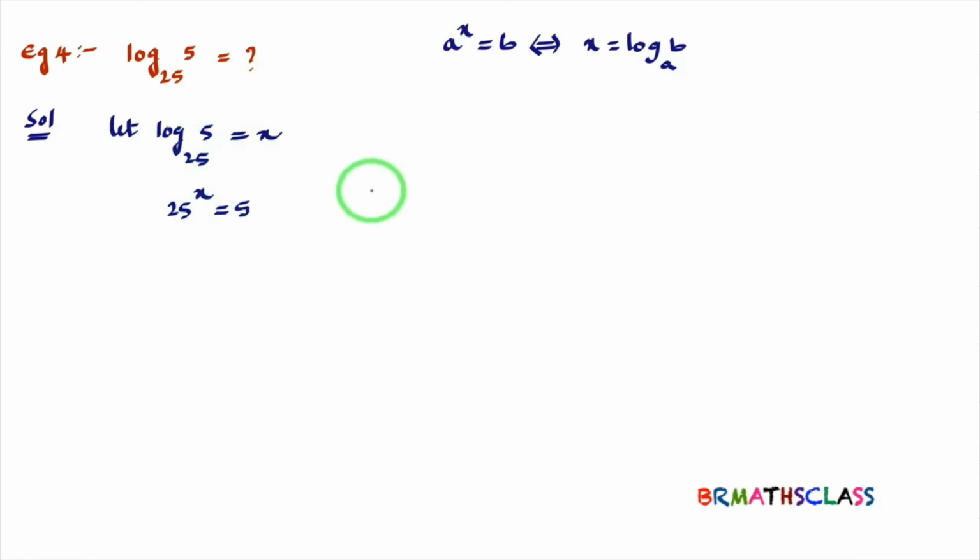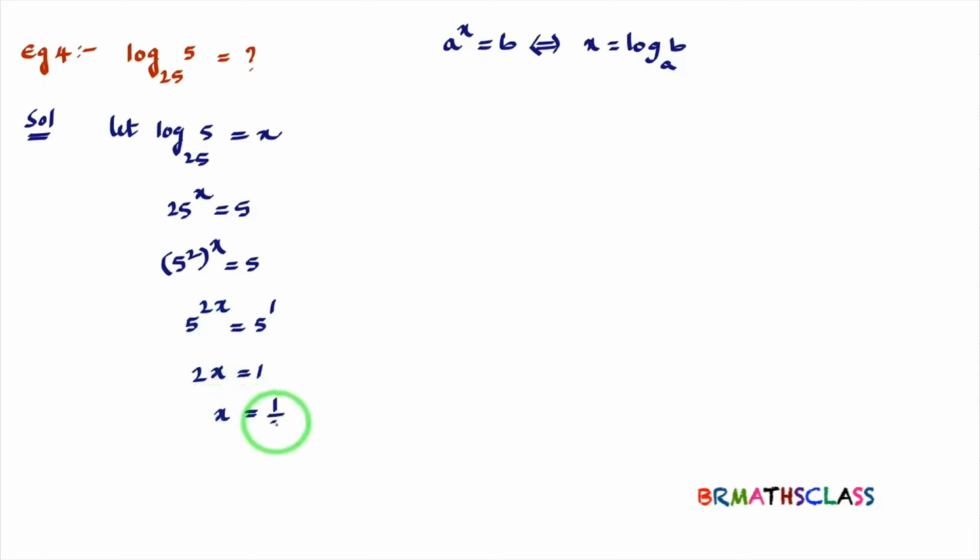As per the definition, 25 can be written as 5 square, whole power x, equal to 5. Here it is of the form a power m, whole power n, that is nothing but a power mn. So 5 power 2x equals 5, which can be written as 5 power 1. You observe here, as bases are equal, powers should be equal. So 2x equals 1. What is x from this? x is 1 by 2.